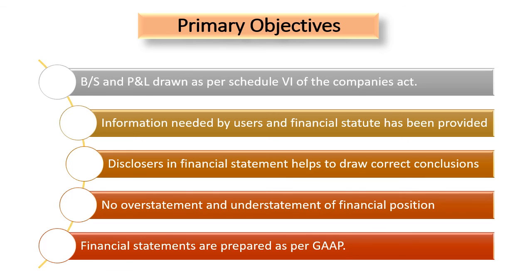No overstatement and understatement of financial position. This is also important. That means nothing should be overstated and nothing should be understated in any financial document. And lastly, whether or not the financial statements are prepared as per generally accepted accounting principles, shortly known as GAAP. Okay, so you should have understood these primary objectives in detail.